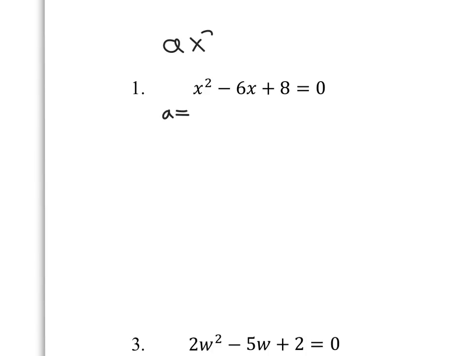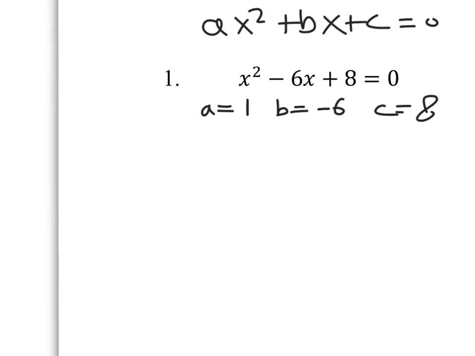Remember, every problem is going to be ax squared plus bx plus c equals 0. So in this case, a is 1, because it's like 1x squared. B is negative 6, and c is 8. Okay?